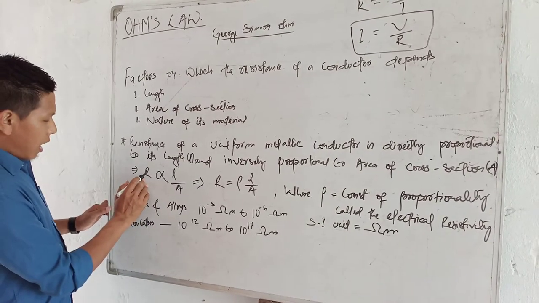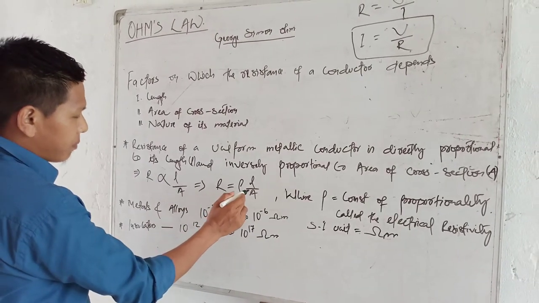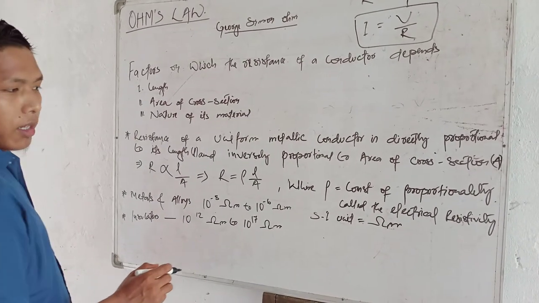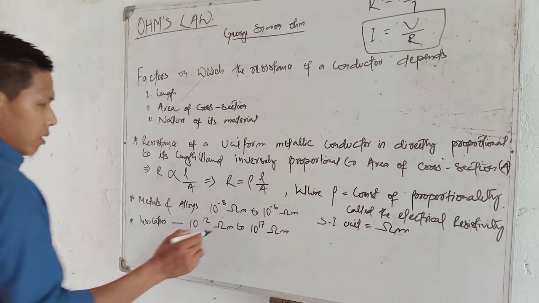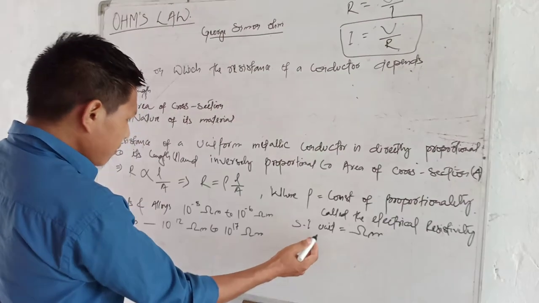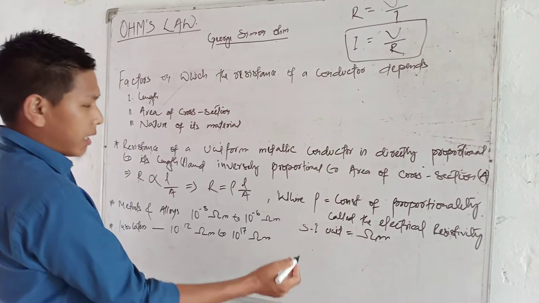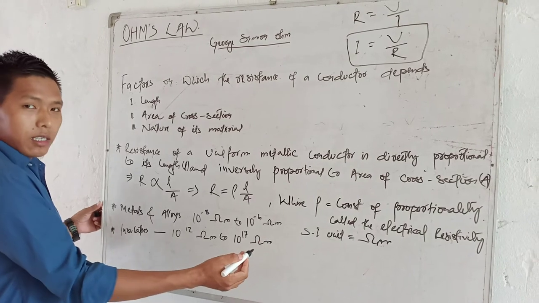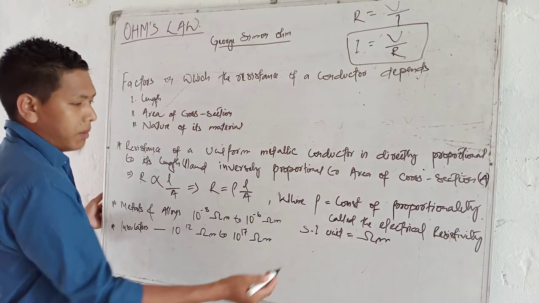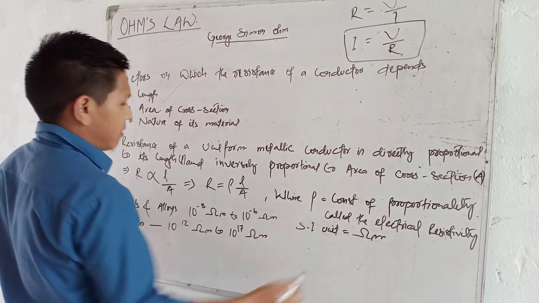So R is proportional to L by A, and this implies R is equal to rho into L by A, where rho is the constant of proportionality, also called the electrical resistivity, and A is the area of cross section. The SI unit of resistivity is ohm meter. The SI unit of resistance is ohm, the Greek letter omega, and the SI unit of resistivity is ohm meter.